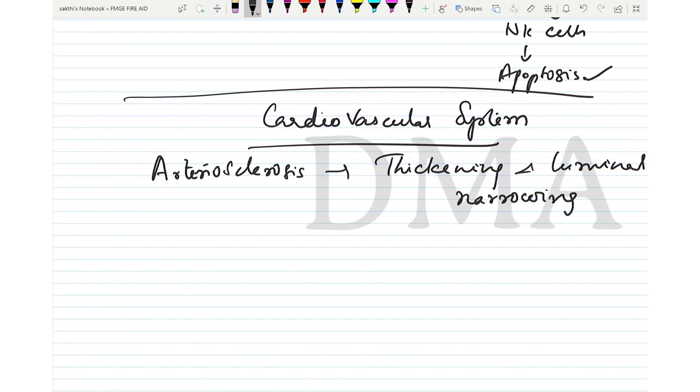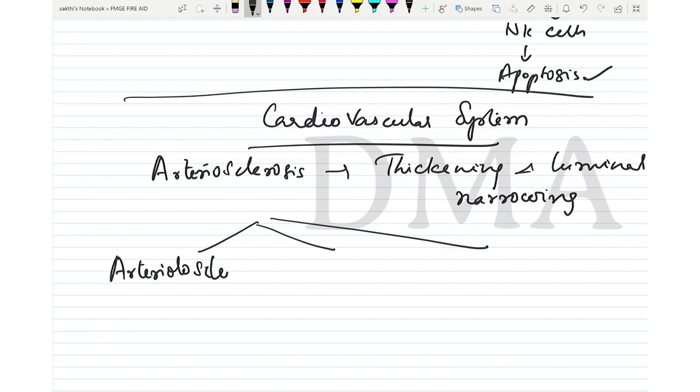One is arteriolosclerosis, the other one is atherosclerosis, and the last one is Monckeberg medial calcific sclerosis.